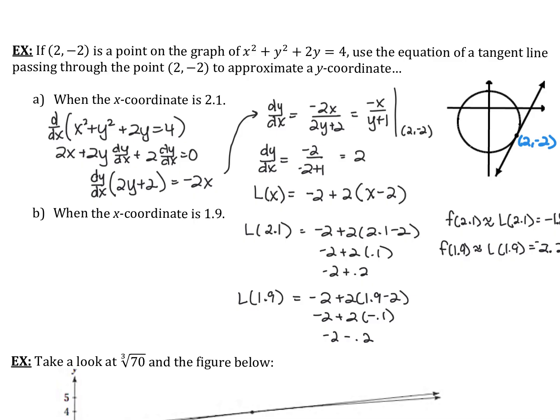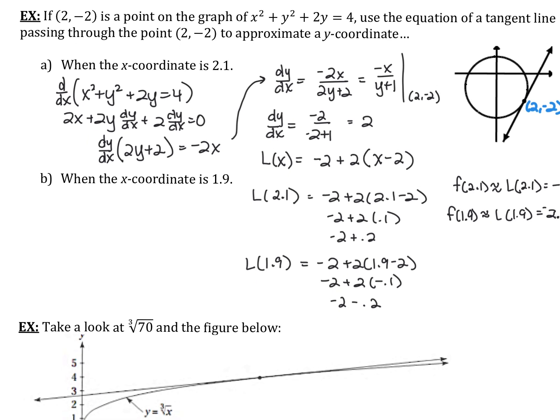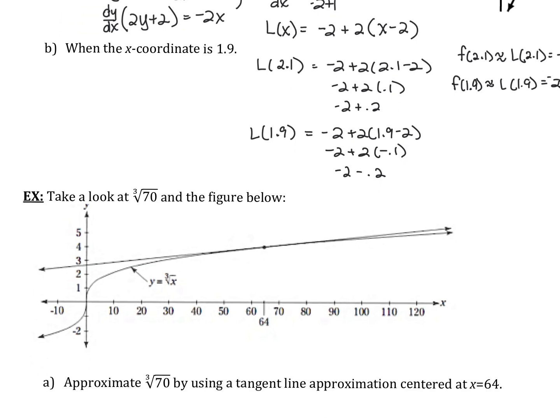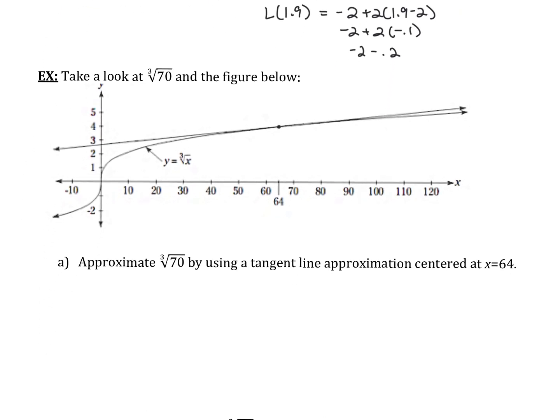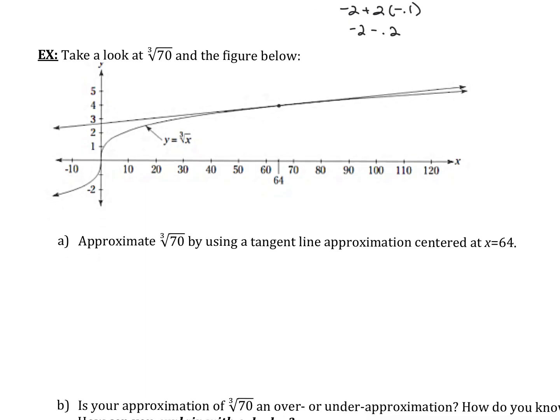Or hit pause and try it and see if you can figure out the cube root of 70 without using a calculator. All right. If we look at the cube root of 70, I'm going to use an approximation that happens to be centered at x equals 64. More specifically, I actually need to know what the point is it's centered at. So if x is 64 in the cube root function, my ordered pair would be (64, 4).